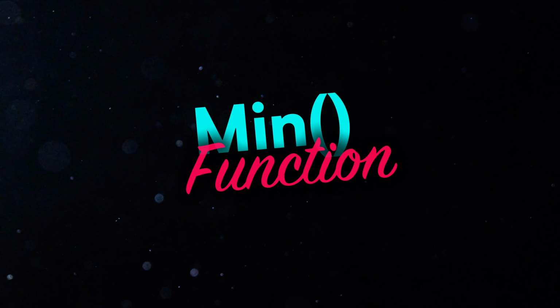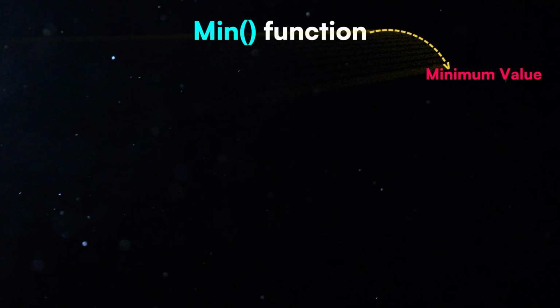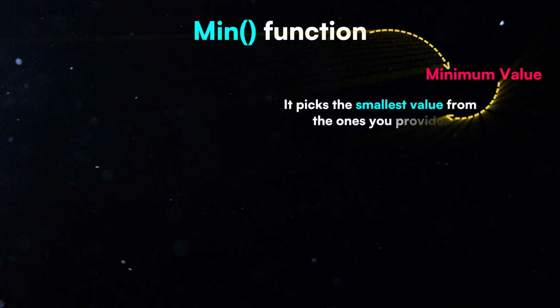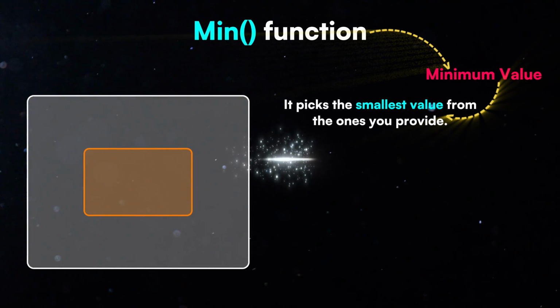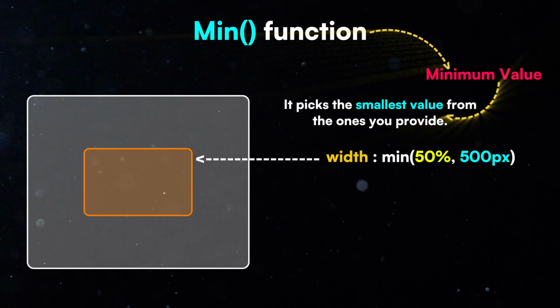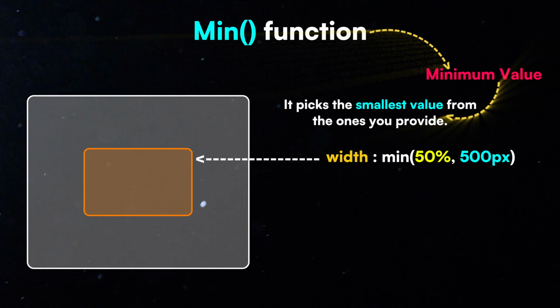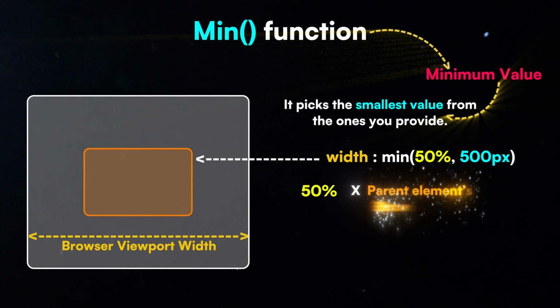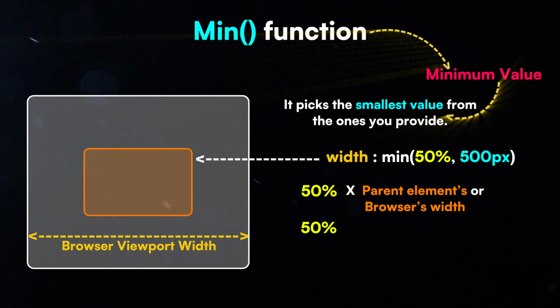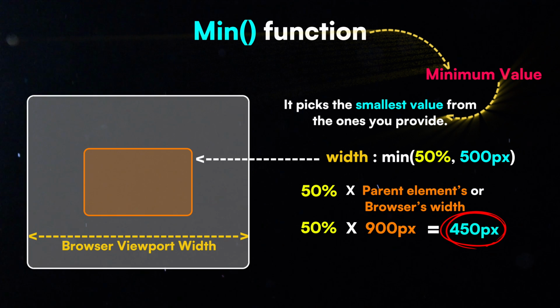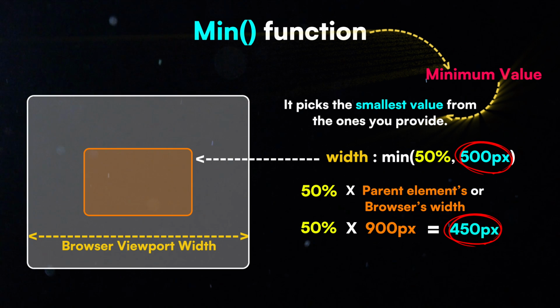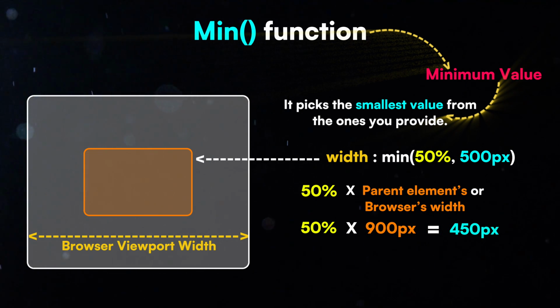Let's understand the CSS min function. Min means minimum value. It picks the smallest value from the ones you provide. For example, if you set width: min(50%, 500px), the browser will compare both values and apply the smaller one. Here, 50% refers to half of the parent element's width or the browser's width. So if the viewport is 900 pixels wide, 50% equals 450 pixels. Now, the browser compares 450 pixels and 500 pixels and picks the smaller one. That means the element's width will be 450 pixels.